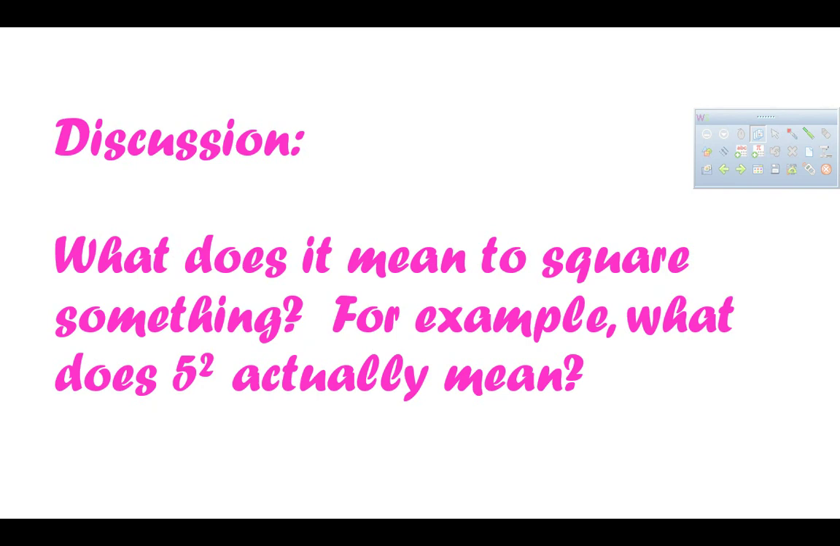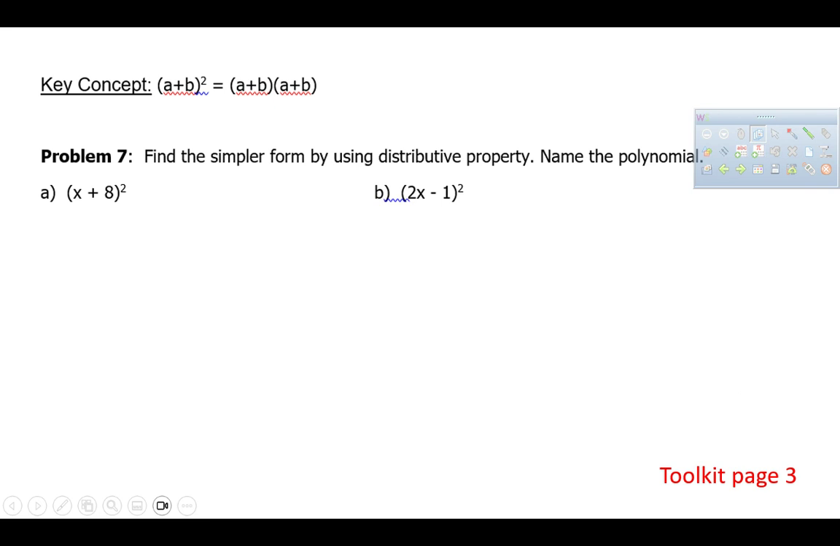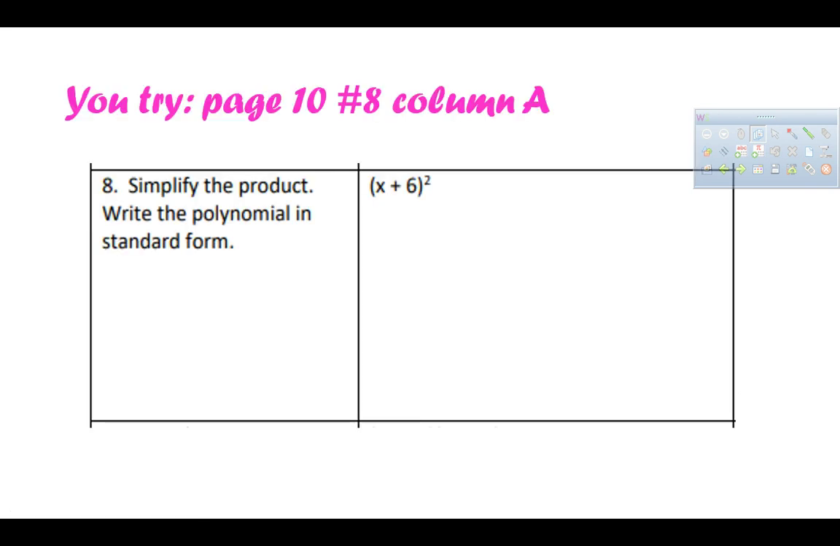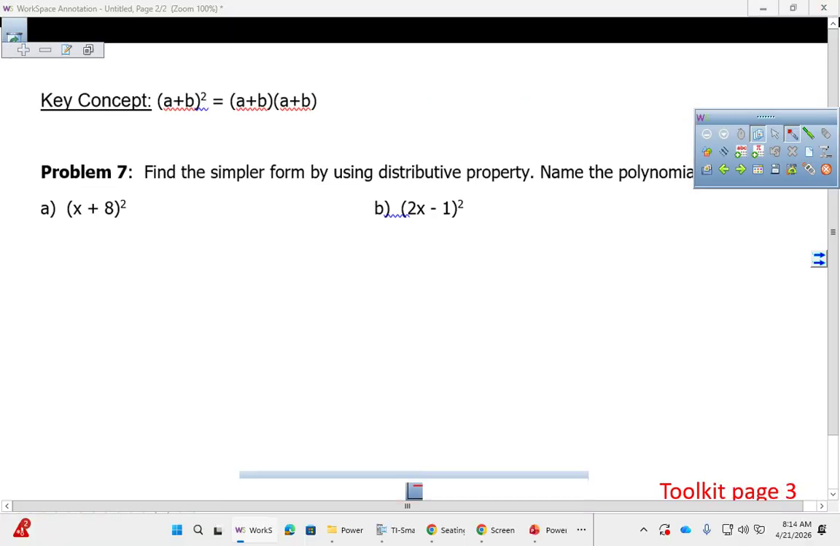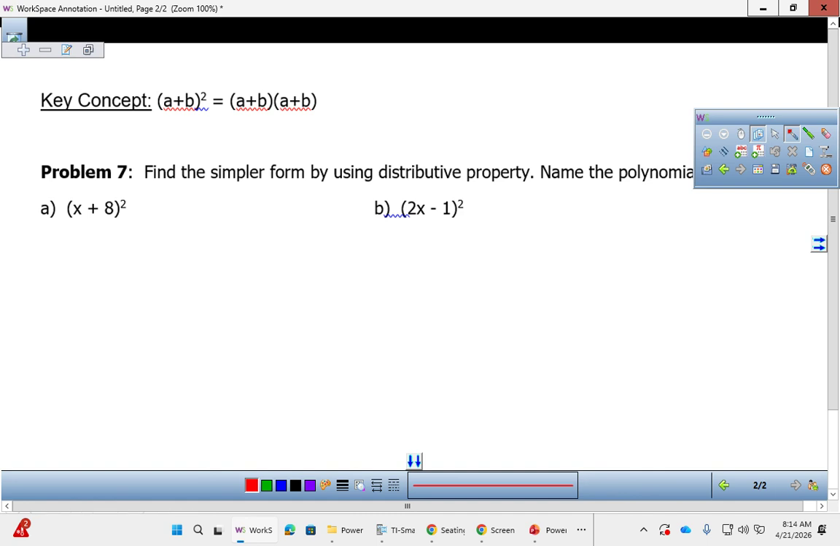So if you look at number 8, you see that, right? All right, so quickly, let's head to our toolkit to page 3. We're going to do one similar to number 8, and then you're going to go back and try number 8. So remember what we said about 5 squared. 5 squared is 5 times 5. So x plus 8 squared is what? X plus 8 times x plus 8.